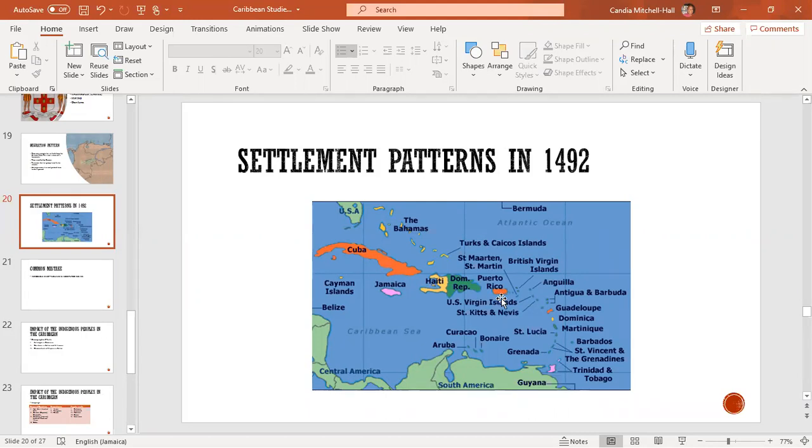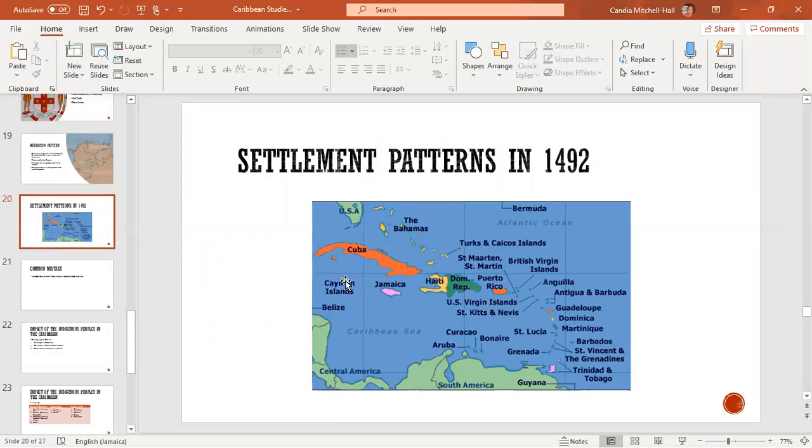In Puerto Rico, on the western side, which is here, the Taino lived. On the eastern side of Puerto Rico, the Kalinago lived. So the two islands that had both Kalinago and Taino living were Puerto Rico and Trinidad, not Tobago, Trinidad. All right, so that's who would have settled these islands at the time when Columbus arrived. In Cuba, Hispaniola, Jamaica, the islands of the Bahamas, the Tainos would also have lived there.